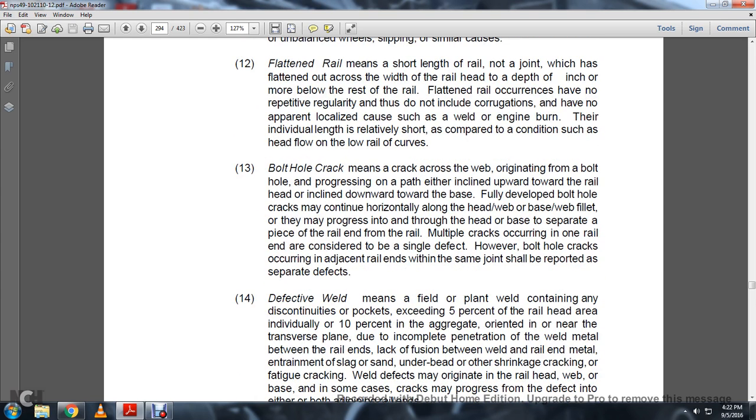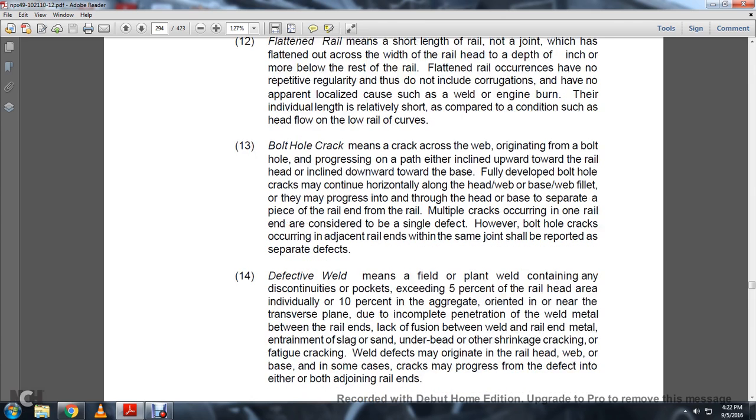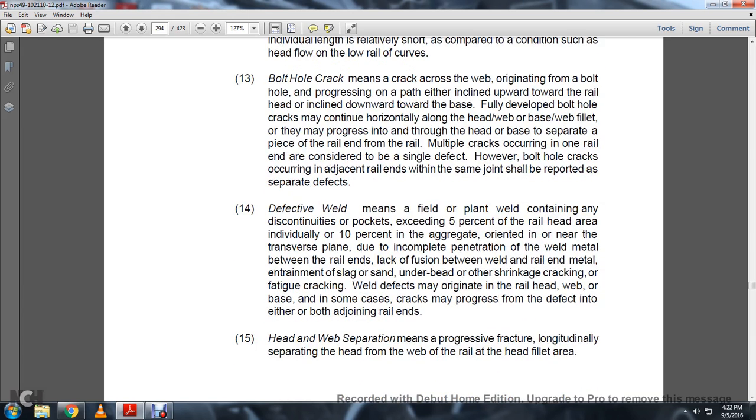13. Bolt hole crack means a crack across the web originating from a bolt hole, progressing either inclined upward toward the rail head or inclined downward toward the base. Fully developed bolt hole cracks may continue horizontally along the head of the web and base of the web fillet, or they may progress into the head or base to separate a piece of the rail end. Multiple cracks occurring in one rail end are considered a single defect. However, bolt hole cracks occurring in adjacent rail ends within the same joint shall be reported as separate defects.